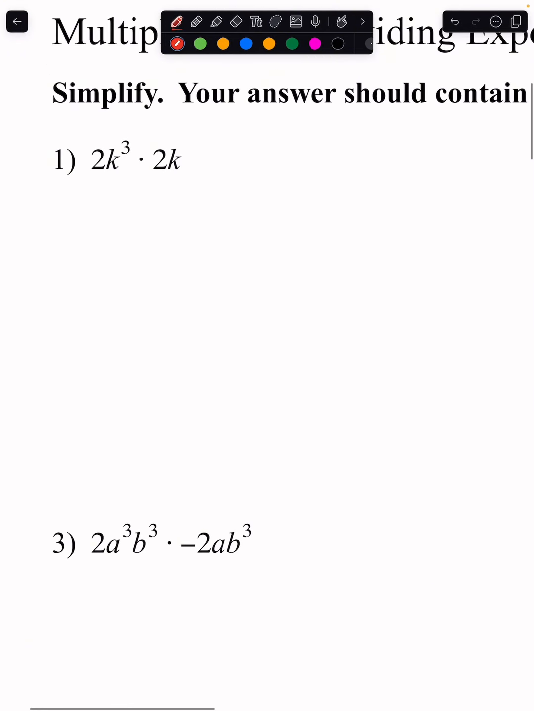Remember, when we're multiplying exponents, we have to multiply the numbers in the front first. So 2 times 2 is 4. And then since this k has 3, and this k over here has 1, remember, if there's nothing there, you put 1 there, then you add those two. So you're going to end up with 4k to the 4th.